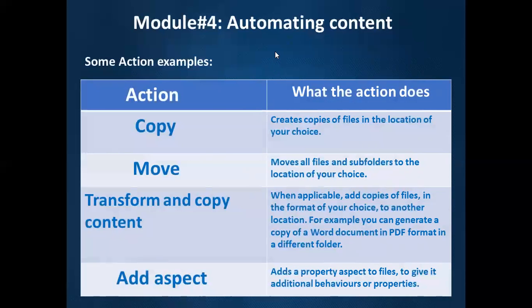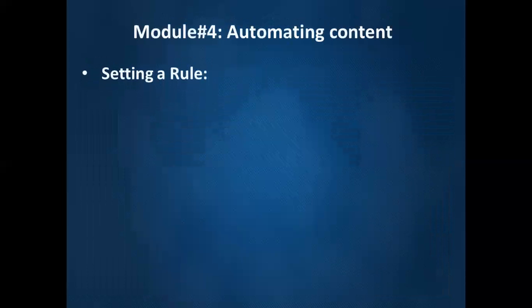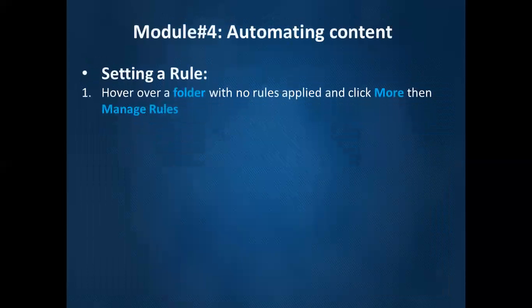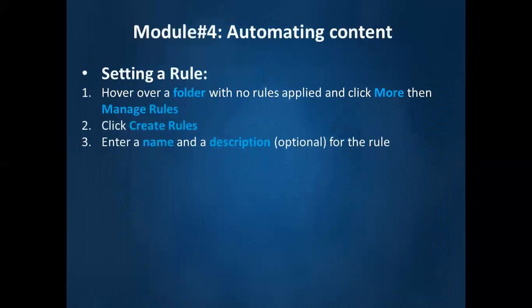Now, setting a rule. Let's see how we can set the rule. What are the steps for setting a rule? Hover over a folder with no rules applied and click More, then Manage Rules. Click Create Rules. Enter a name and a description for the rule. Select when the rule will be triggered.